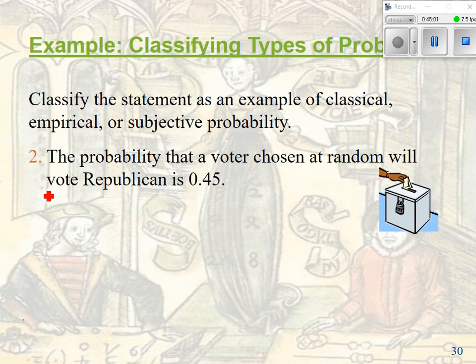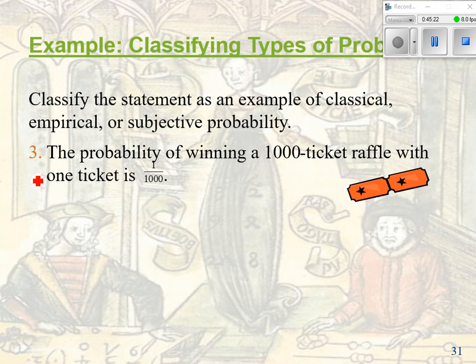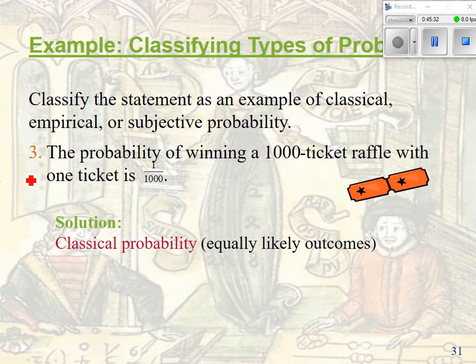Probability that a voter chosen at random will vote Republican. Empirical. Based on some kind of survey, you surveyed everybody as they were walking through the door. Probability of winning a 1,000 ticket raffle with one ticket is 1 out of 1,000. That's classical. Classical's pretty easy to pick out because it's just straightforward. You got this chance out of this total of outcomes.